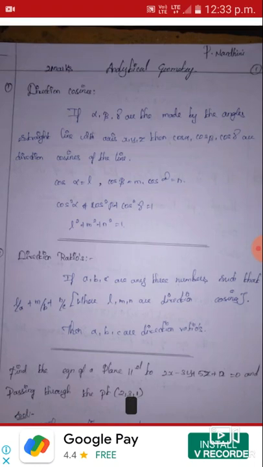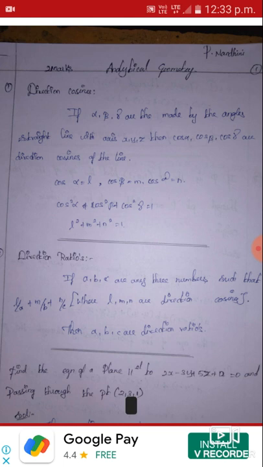Good morning students. Today I am going to take a university question for the subject analytical geometry. The year is 2017. First question, define directional cosines.